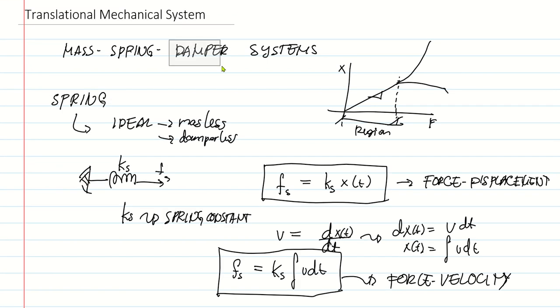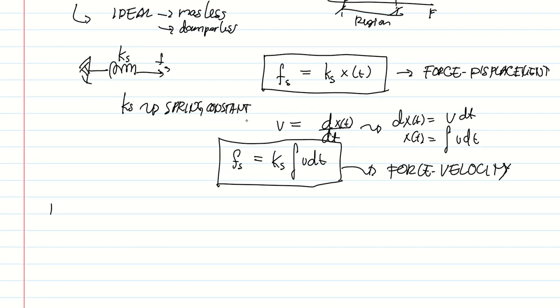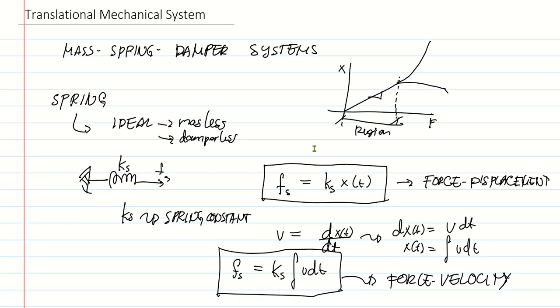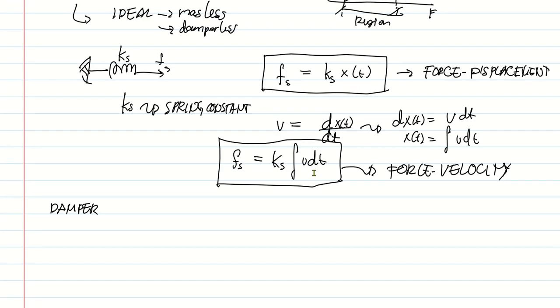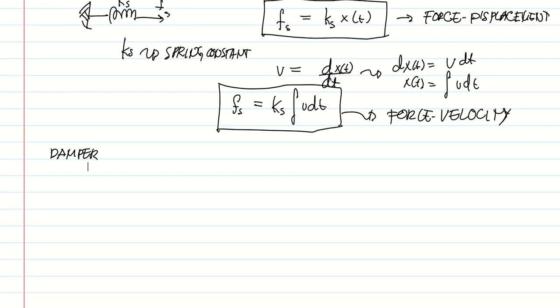Next, the other one is the damper. A damper is an element due to the friction between bodies that are moving. So the higher the friction, the higher the force that you need. This is the symbol for damping or damper. And we can have a constant damping coefficient Kd.